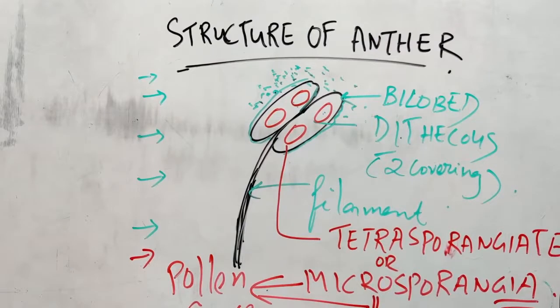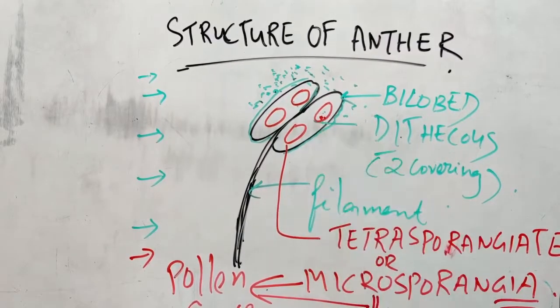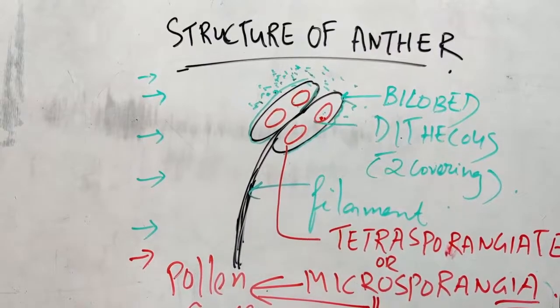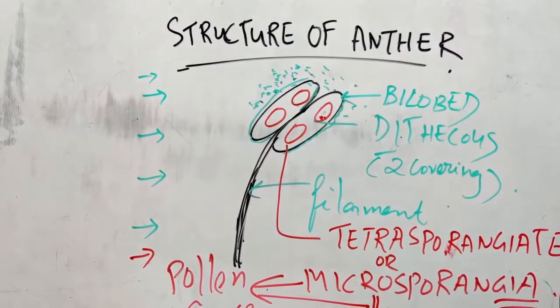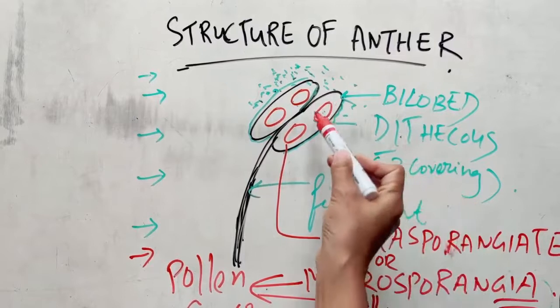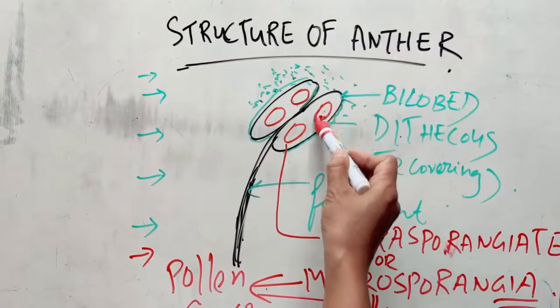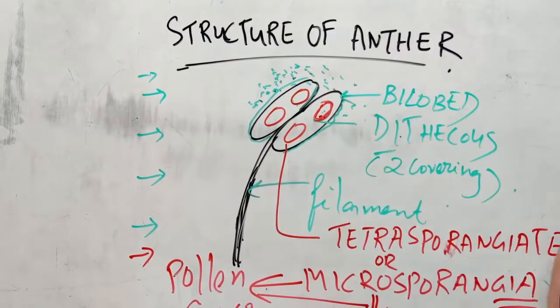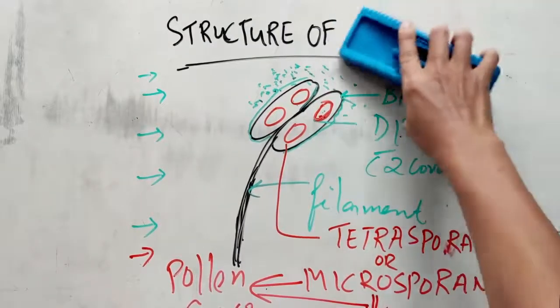So this is the structure of the anther. The question is now: why do we need to study the structure of the microsporangium? Because this is the structure where we will get pollen grains. This is the answer. Next topic is the structure of the microsporangium.